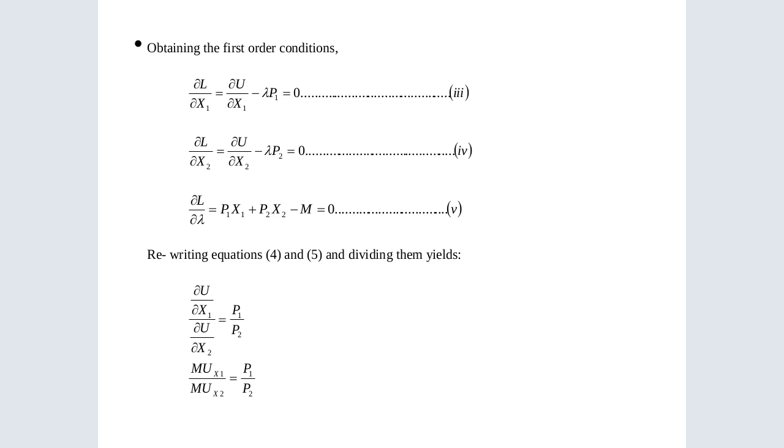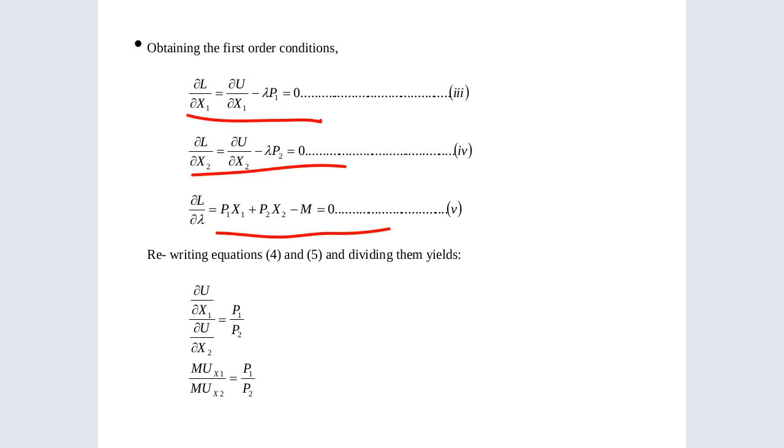Now you do the same for the second commodity. So you get the change in utility over the change in commodity 2 minus lambda P2, which would be equal to 0. So you also find the derivative of the Lagrangian with respect to lambda. So this should give you the budget constraint, which should be equal to 0. Now you have used the first order conditions.